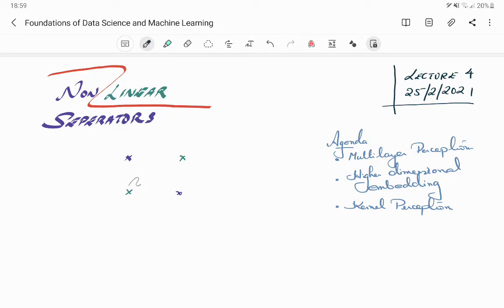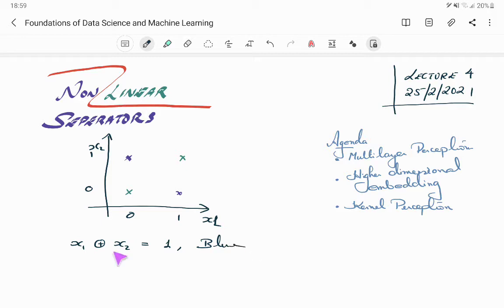And in fact, this is a very common example, and it is usually referred to as the XOR function, right? So if you think of 0, 1, 0, 1, then the blue points correspond to those coordinates where the XOR of x1 and x2 is 1. So if x1 XOR x2 is equal to 1, then it is blue, and if it is 0, then it is green. So you generally say that the perceptron cannot learn the XOR function, okay, because it's in some sense the smallest example for which this is not possible.